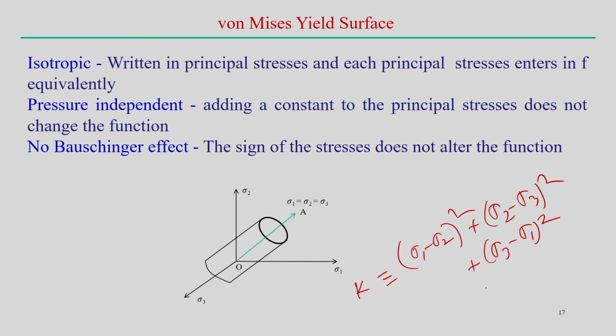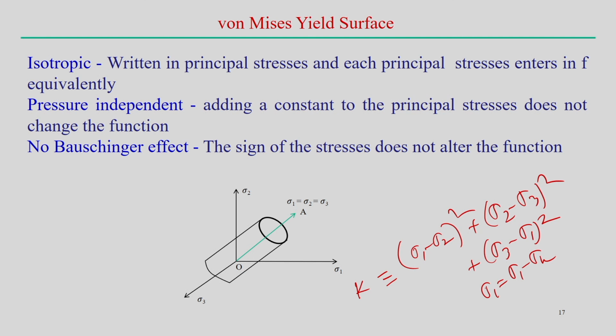For example, sigma 1 can be replaced by sigma 1 minus sigma h, and similarly sigma 2 and sigma 3. Adding the constant term to the principal stresses does not change the functional form, so it satisfies this condition also. No Bauschinger effect: the sign of the stresses does not alter the function. If you change sigma 1 to minus sigma 1, sigma 2 to minus sigma 2 and sigma 3 to minus sigma 3, it does not change the functional form. Therefore, all these three conditions are satisfied by this particular von Mises yield condition.